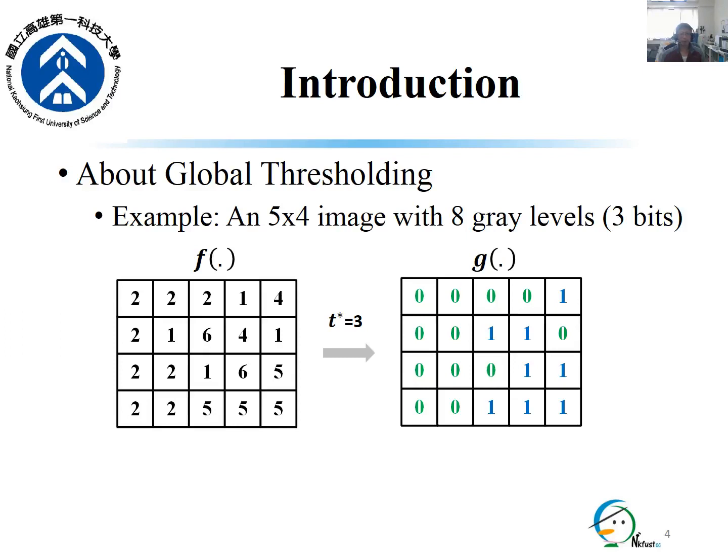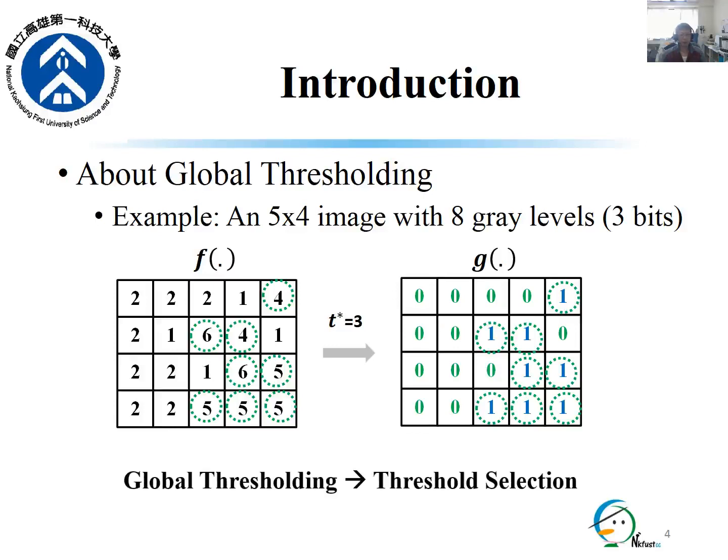Here shows an example of applying thresholding using t* equal to 3 to a 5x4 image with 8 gray levels. The pixels with gray level less than or equal to 3 are all assigned to the output label 0. The others with gray level larger than 3 are assigned to label 1. Hence, the main issue to be addressed in global thresholding is how to select a good threshold value. The Otsu algorithm is thus a way to find an optimal threshold for global thresholding.